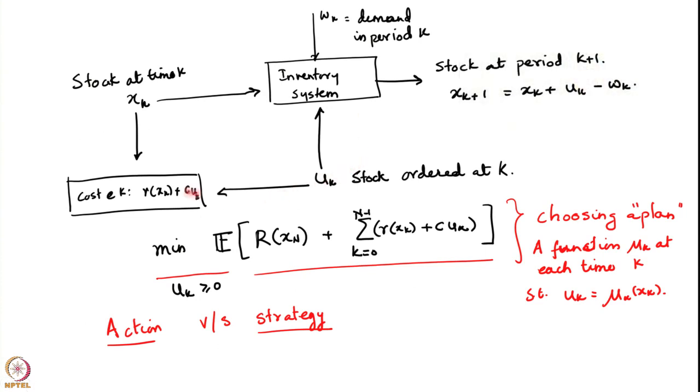If you recall, we also had this kind of a flow chart where xk is the stock at time k, the stock you order at time k is uk, that results in a cost r of xk plus c times uk, and then the inventory system produces for you the stock at time period k plus 1 by using xk, uk and the demand that gets realized in period k, which is denoted wk. And the objective was to minimize this total cost, which is an expectation of r of xn plus the summation of r of xk plus c times uk.